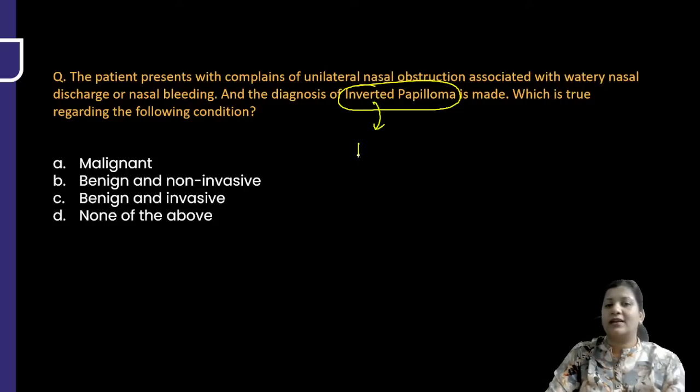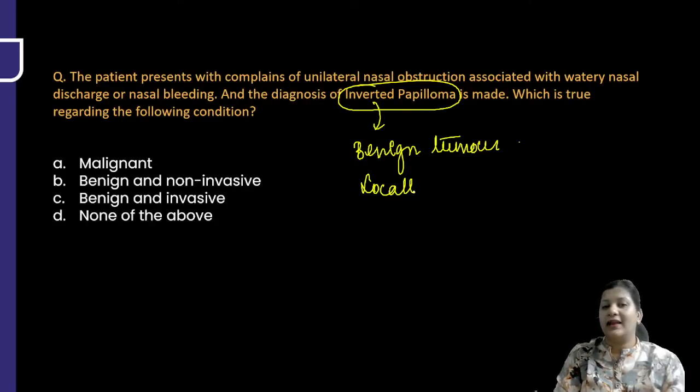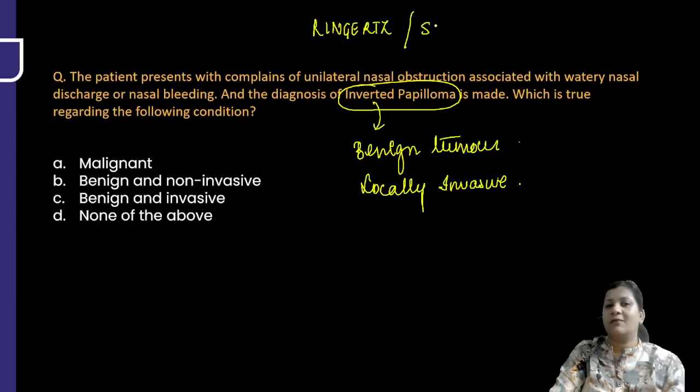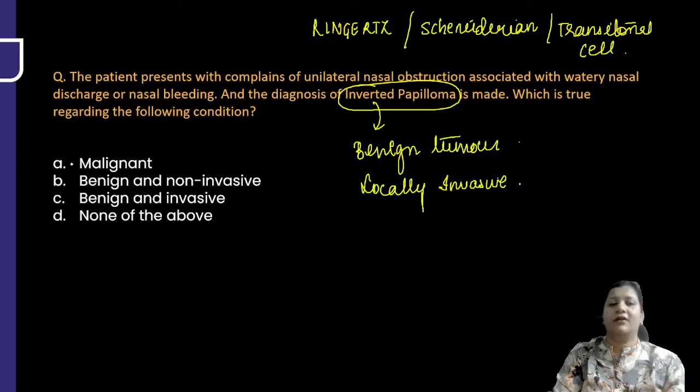Inverted papilloma is the most common benign tumor of the nasal cavity. Even though it is a benign tumor, it is a locally invasive tumor. It is called by different names. It is called Ringer's tumor. It is also called Schneiderian papilloma. It is called transitional cell papilloma. All of these are the names given for inverted papilloma. So it is benign and locally invasive.